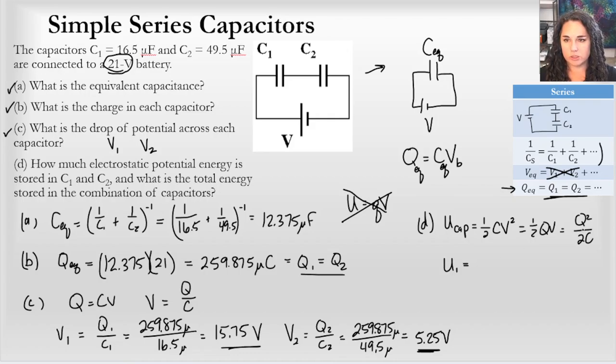U1, I'm going to do, what's the easiest one here? I always go back to what numbers I were given in the problem. I was given C. Q is easy as well. So I'm going to do Q1 squared over 2C1. U2 is going to be Q2 squared over 2C2. And I can plug that stuff in. What do we get? 259.875 squared divided by 2 times 16.5. You can run that through your calculator.